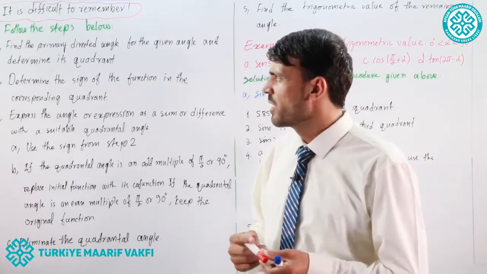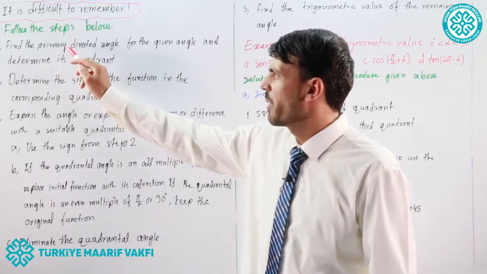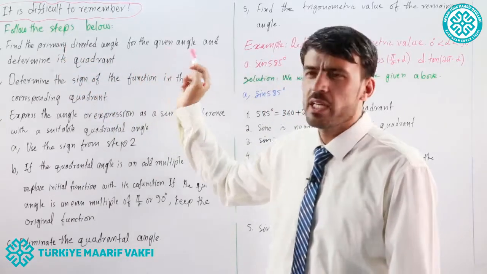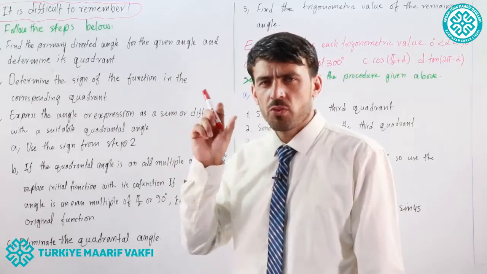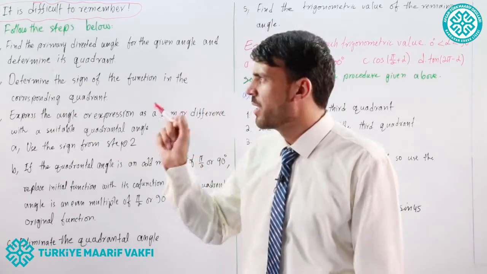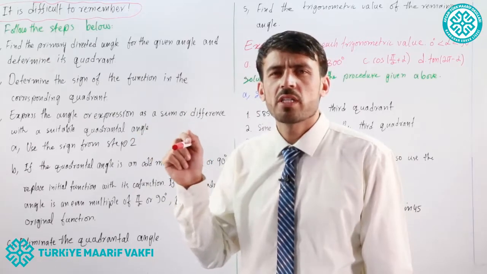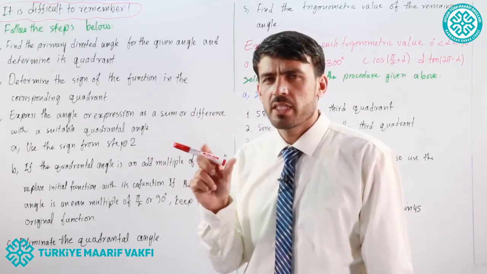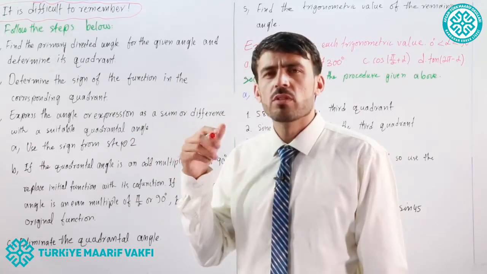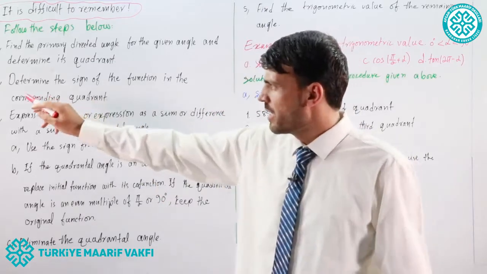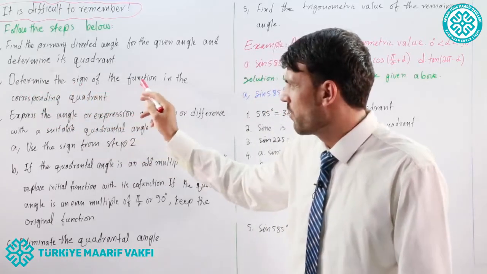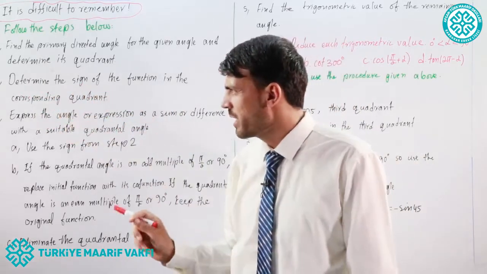The first step is to find the primary directed angle for the given angle and determine its quadrant. Find the primary directed angle and also determine the quadrant where the primary directed angle is located. The second step, determine the sign of the function in the corresponding quadrant.